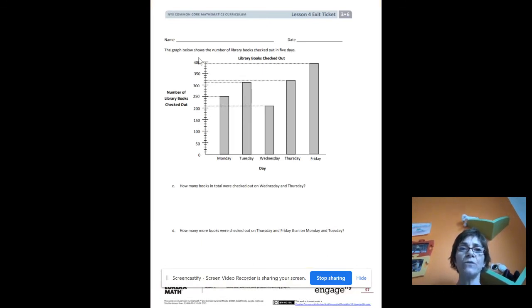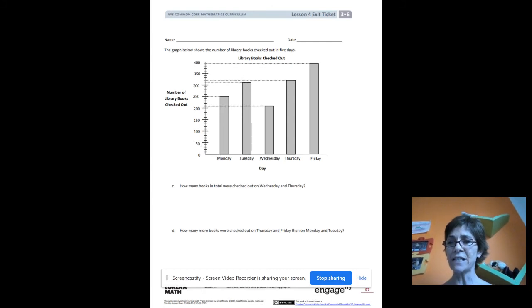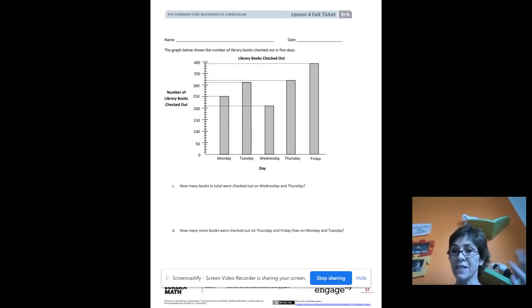And then there's the exit ticket, where again you have a graph. It's a graph that shows the number of library books checked out in 5 days. You have the days of the week and the number of library books checked out. Ooh, that's a lot of books. Miss Angela would be very happy. And you need to answer questions. So our whole lesson is on analyzing and studying graphs, and being able to solve problems and answer questions, figuring out what kind of data these graphs, tables, or charts are giving us.